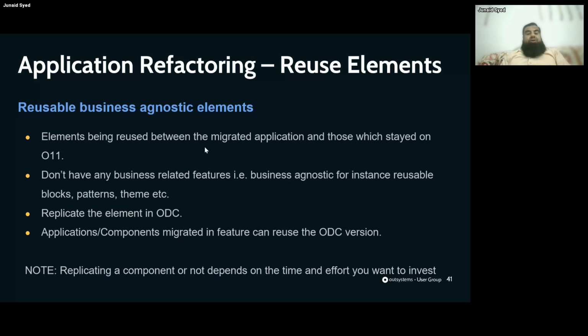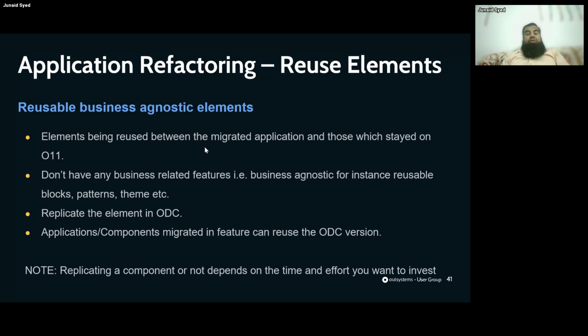Now, this was mainly about the reusable business agnostic elements, right? The business agnostic elements are those where business is irrelevant, so the elements do not contain any business logic. For such reusable elements, it is again very straightforward. Like blocks, patterns, themes, and so on, you can simply copy and paste them over into the ODC platform.